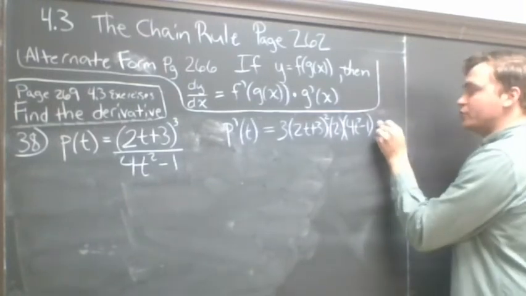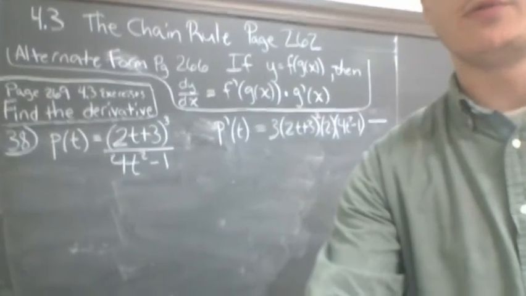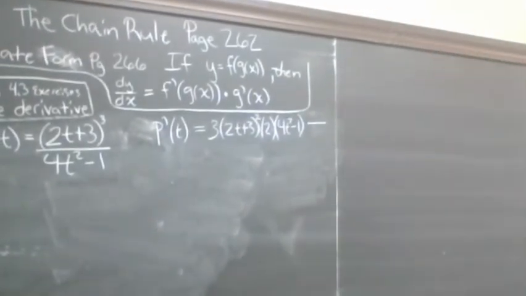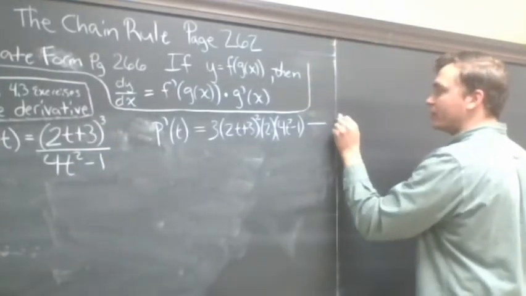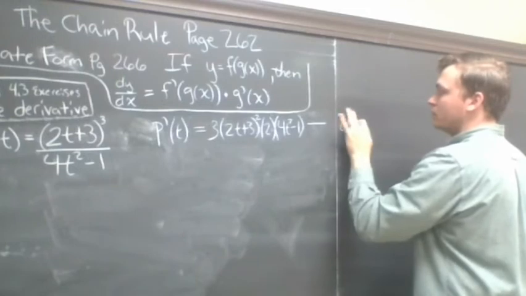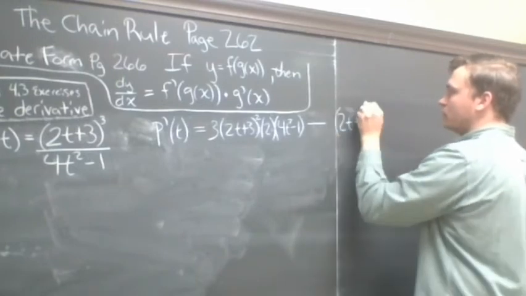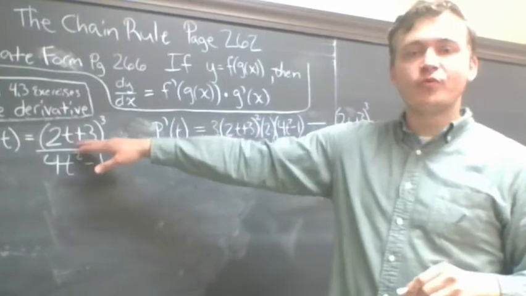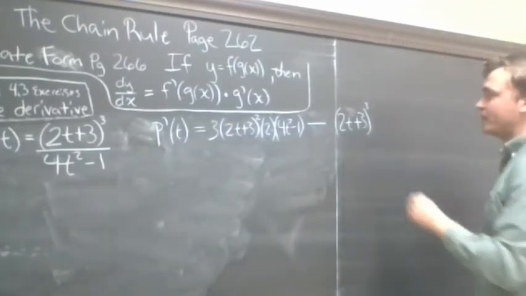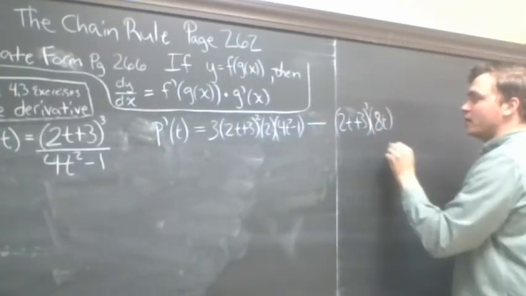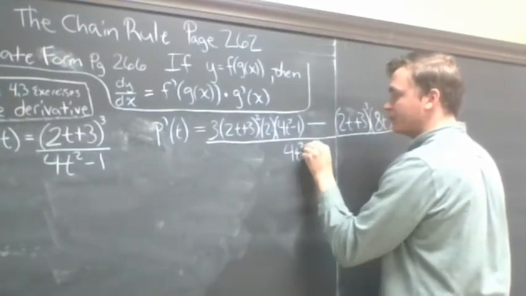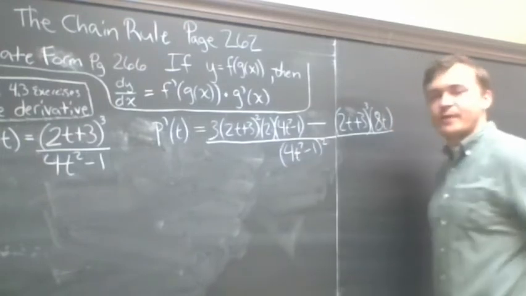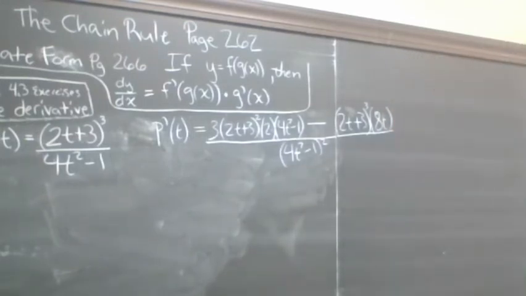But now it says here to subtract. We are now going to subtract the product of the numerator and the derivative of the denominator, which we get to be 8t. All of this will be divided by the denominator raised to the second power. There is our derivative.